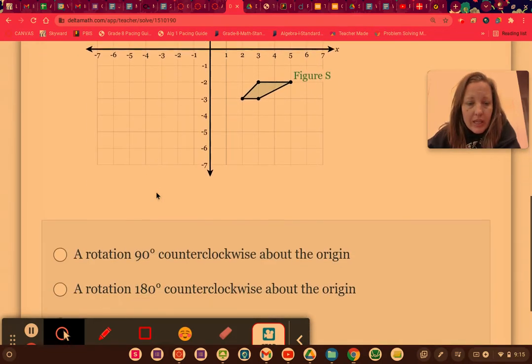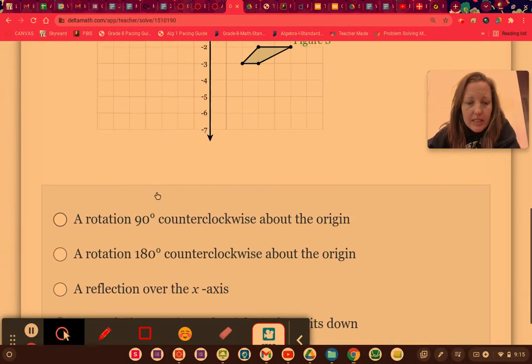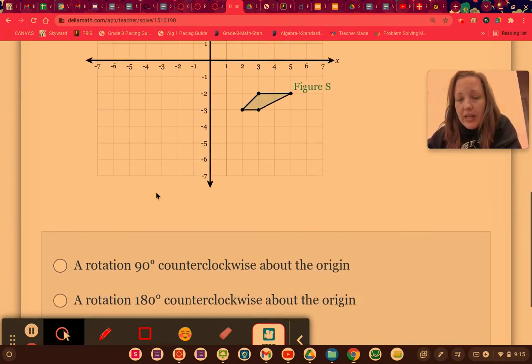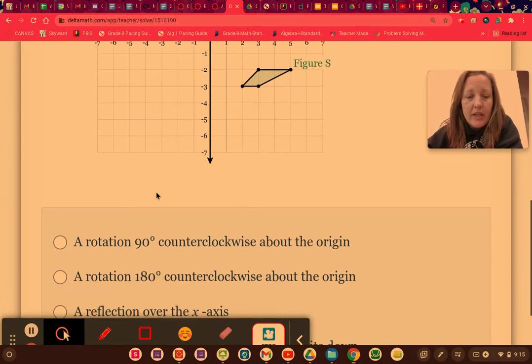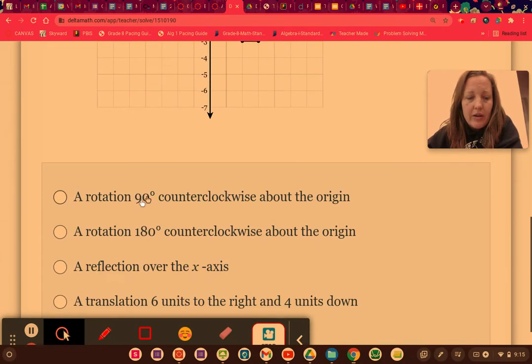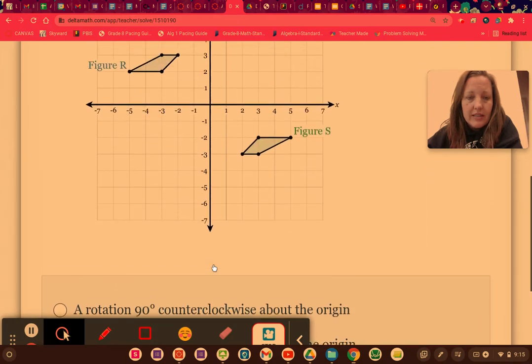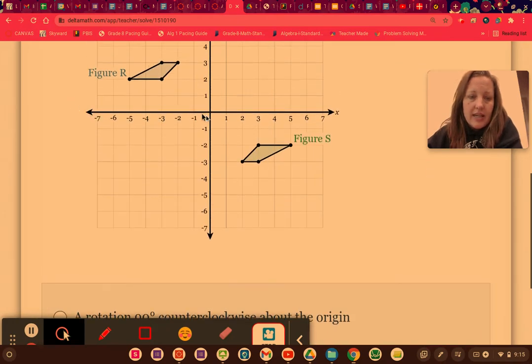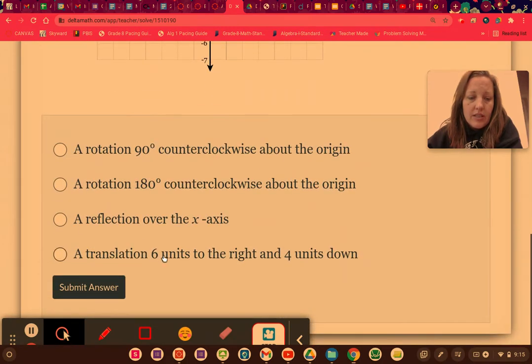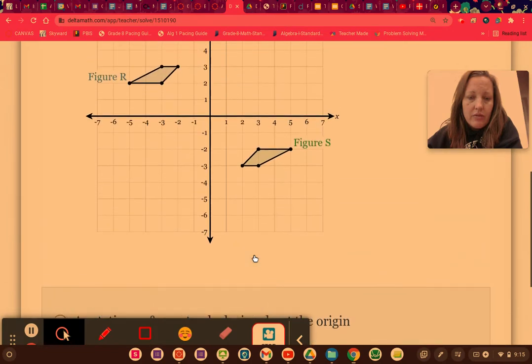So I've got multiple choices. A rotation we haven't really discussed, but I think you can maybe figure it out. A reflection is one that we've talked about, a reflection over the x-axis. So this is the x-axis. Does it look like this flipped down and ended up down? No, it doesn't. A translation 6 units to the right and 4 down.